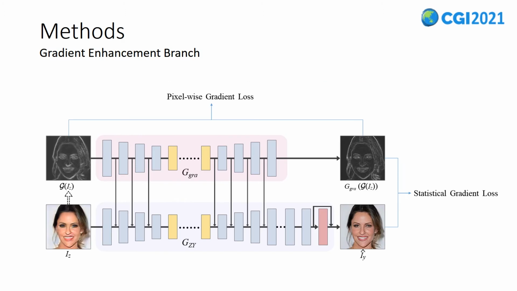We propose a gradient branch that takes gradient maps of IZ as input to reconstruct a high-resolution gradient map. The feature maps from the gradient branch are concatenated to the superresolution branch. To optimize the gradient branch, we propose a statistical gradient loss and a pixel-wise gradient loss.